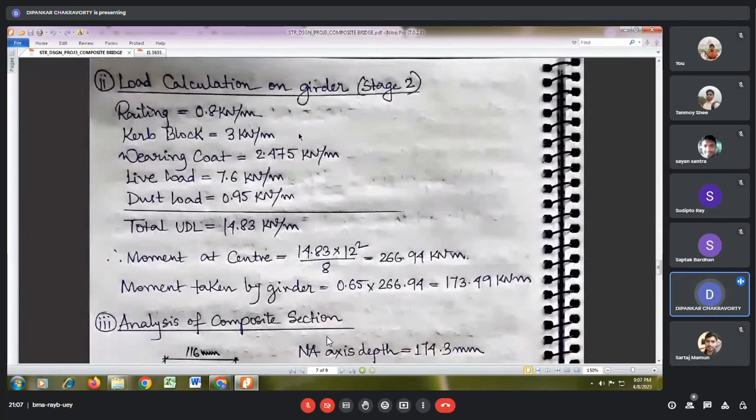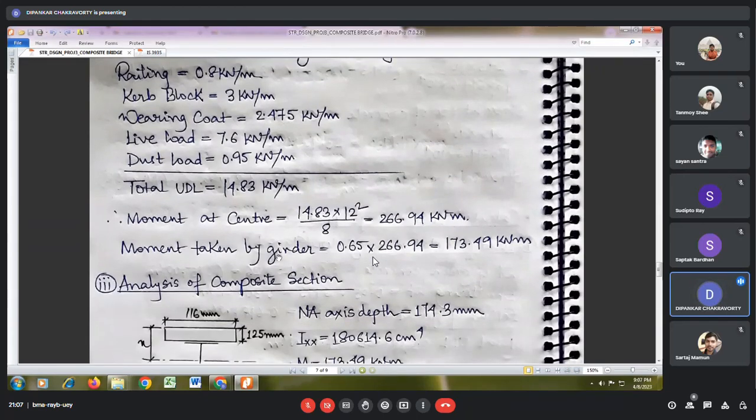And load calculation on girder stage 2. Stage 2 তে কারা কারা এলো? রেলিং এলো, কার ব্লক এলো, ওয়ারিং কোট এলো, লাইভ লোড এলো, ডাস্ট লোড এলো. ভেবে দেখো, এরাই এলো. So you again get the moment at the center. Moment taken by girder, এটা করার দরকার নেই, because I have already chosen the girder. And the moment is 266. This is stage 2 moment.